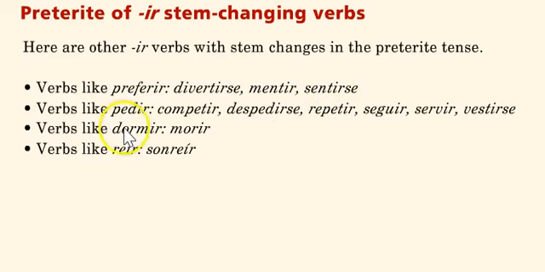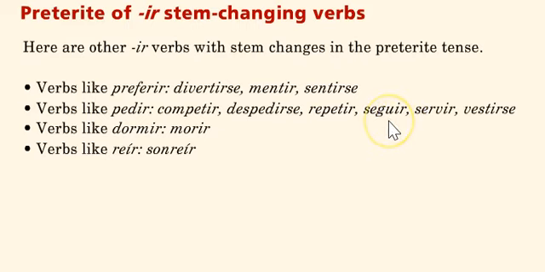Verbs like pedir, to request. Competir, to compete. So compitió, for example, he competed. Despedirse is to say goodbye to somebody. Se despidió, and repetir is to repeat, of course. And the past tense will work just like pedir. Repitió, repitieron. Seguir, like siguió, siguieron, in the past tense. Servir becomes sirvió, sirvieron. And vestirse, to get dressed, would be se vistió, se vistieron. He got dressed, she got dressed, etc. And se vistieron, they got dressed, you all got dressed, etc.